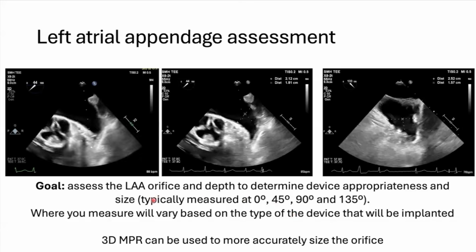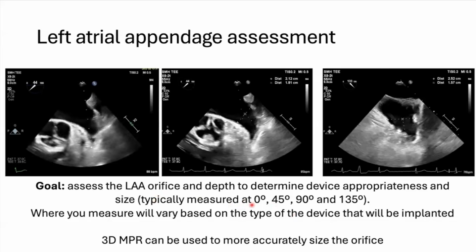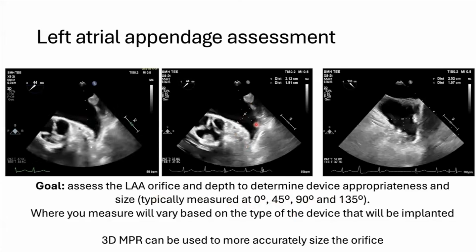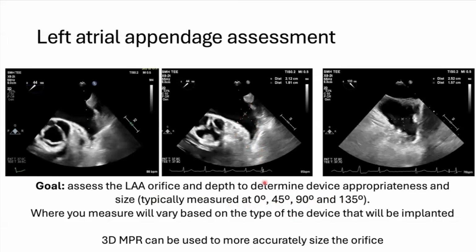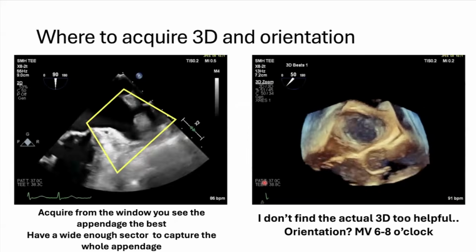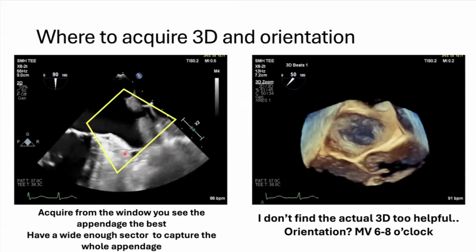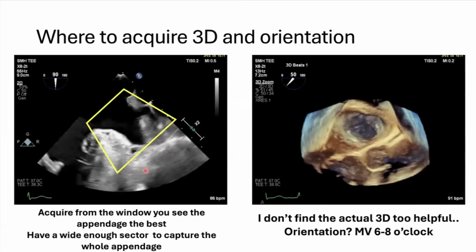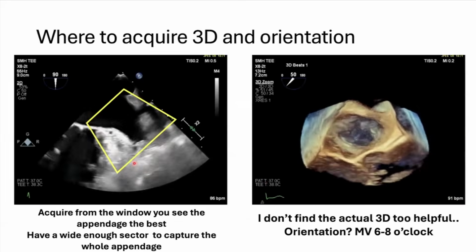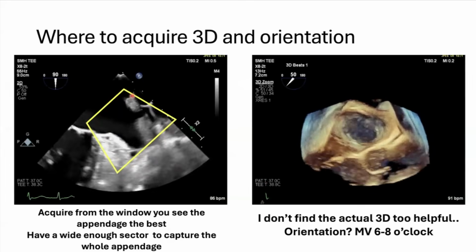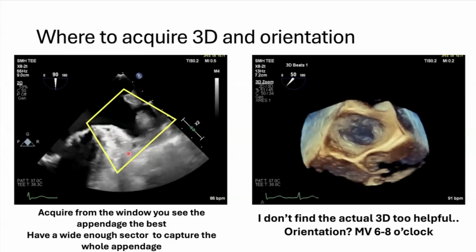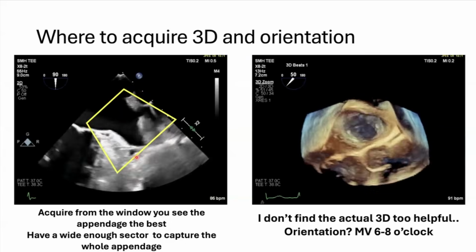Typically we do that in 2D by taking measurements at 0 degrees, 45, 90, and 135, measuring the orifice and the depth. But depending on how your probe is lined up, you may actually underestimate these dimensions by not having it lined up perfectly. So 3D can be used to take measurements, and I basically just pick an angle like 45 or 90 wherever I see the appendage well, and I create a big enough box to have some orienting features like the mitral valve here, but also so I can see the whole of the appendage.